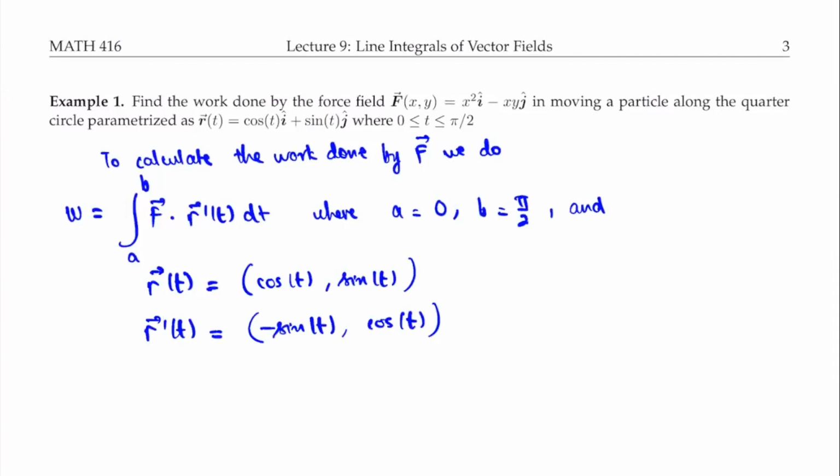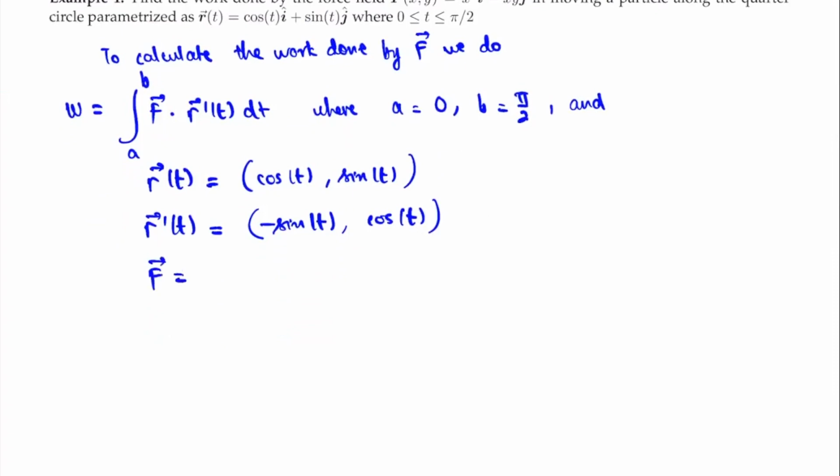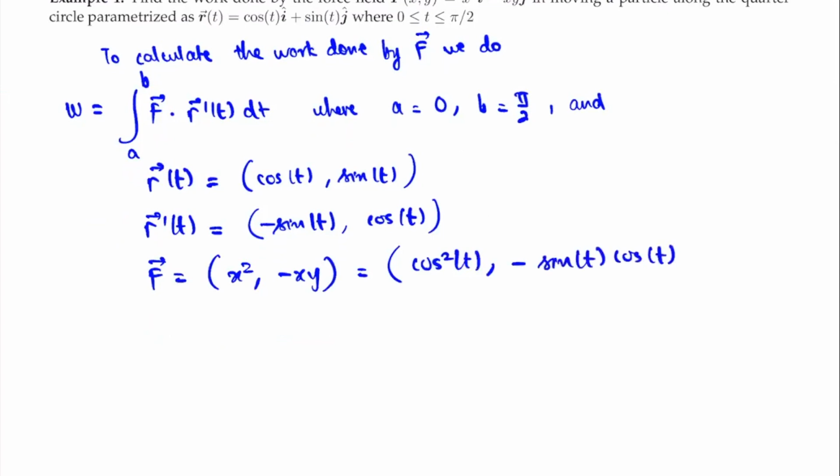So we have R prime, we have the value of the t parameter. We need to take into account f as well, but remember, we need to put f in parameterized form. So x is equal to cosine of t and y is equal to sine of t. You write that in terms of t. You have f is equal to x squared comma negative xy, or cosine squared of t comma negative sine of t cosine of t.